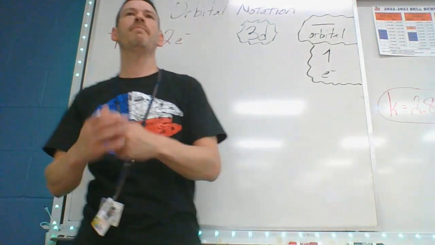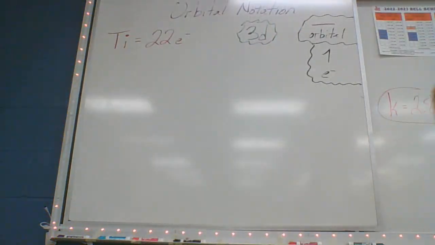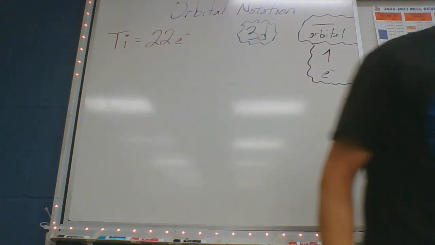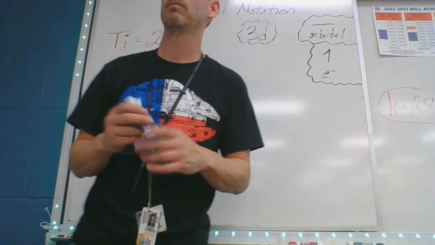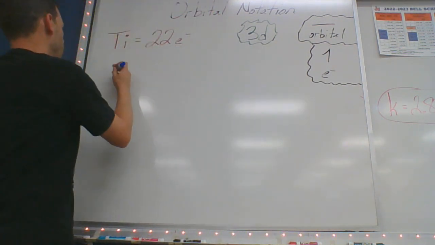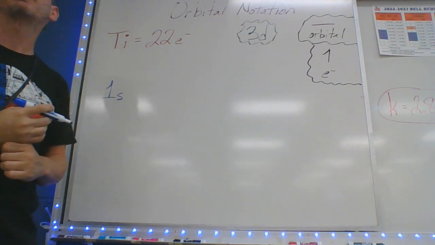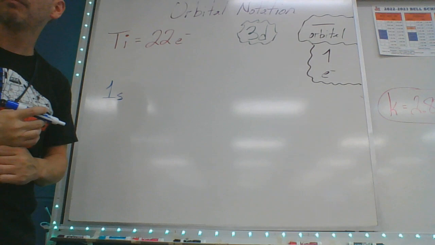But let's do this. You ready? Orbital notation for titanium. Let's go ask somebody a question. Let's go over to cluster one and talk to seat five. Hey, 1-5, where do we always start? You were right twice, with 1S. All right? You always start with 1S because Aufbau says so.